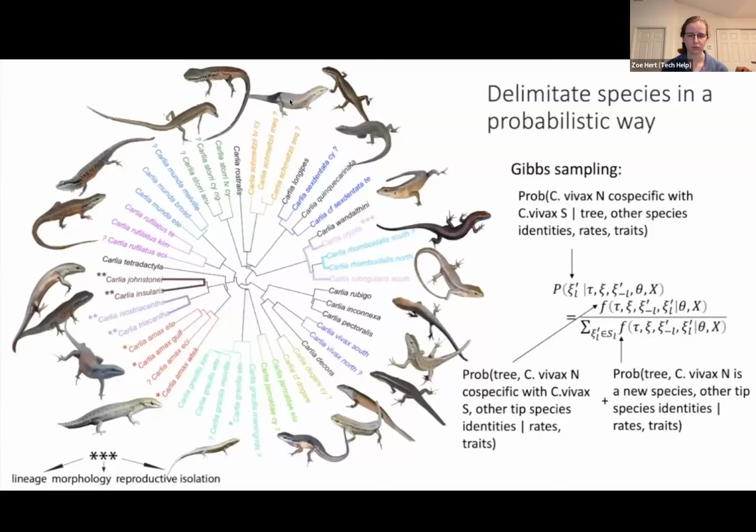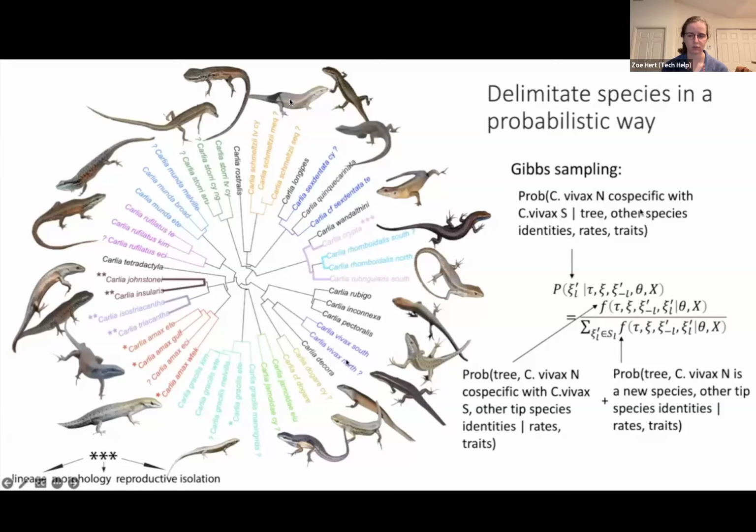So the approach we use is Gibbs sampling, which means in each MCMC step, we sample the species identity of each lineage with a question mark. And then conditional on those sampled identities, we ask what is the posterior probability that a particular lineage, for example this north lineage of Carlia vivax, belongs to the same species as the Carlia vivax south lineage. So they are the same species.